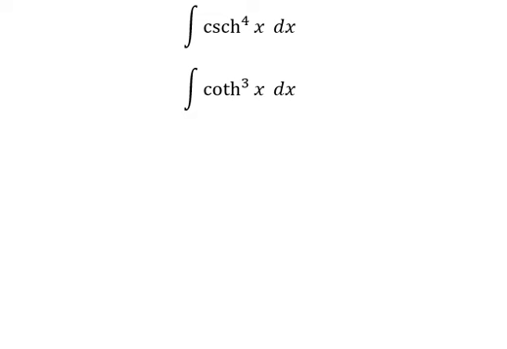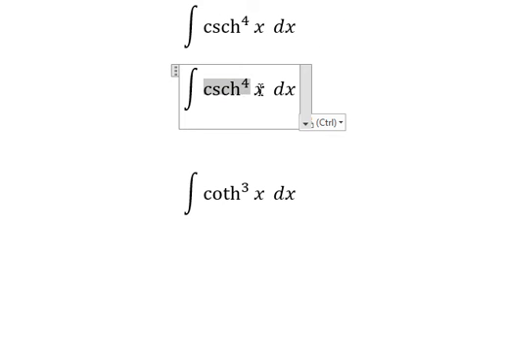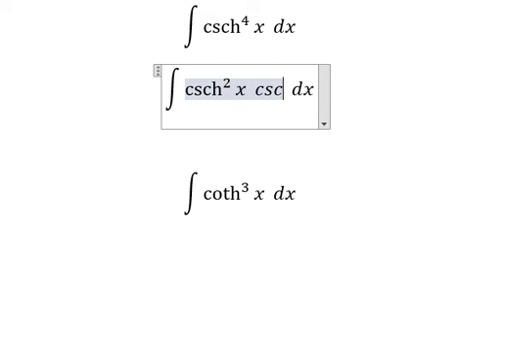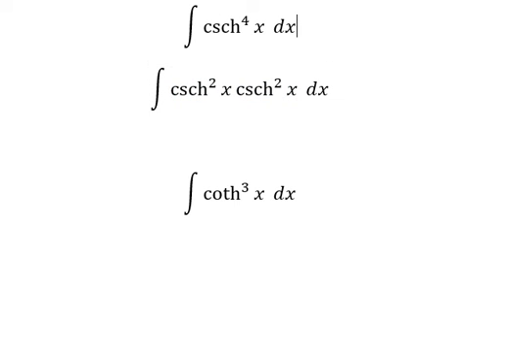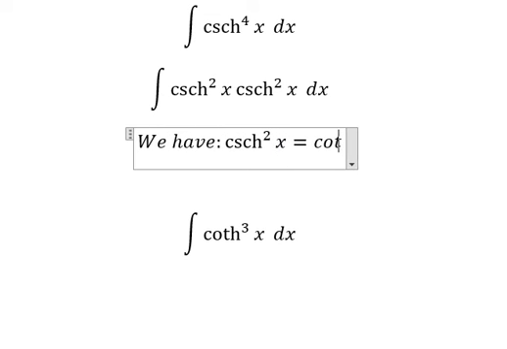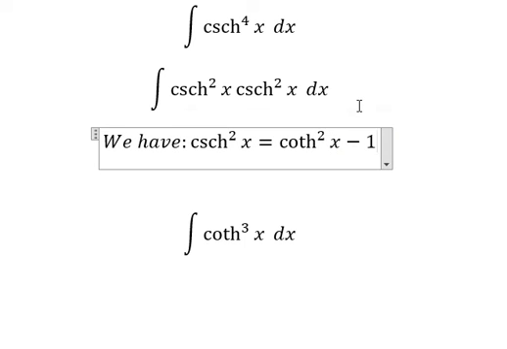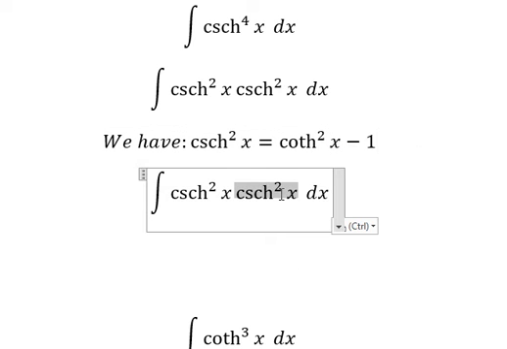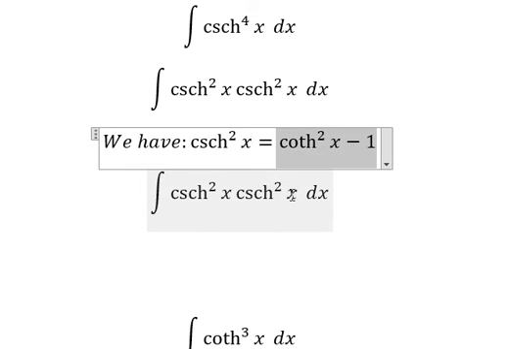So today I will show you how to answer this one. So this one I can put cosecant of s squared and cosecant of s squared. Now we have the formula. So we need to transform this one into this one.